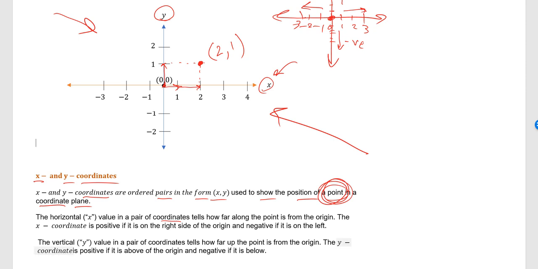So again, to recap for the y coordinate, the vertical y value in the ordered pair tells you how far up the point is from the origin along the y number line. And for the y dimension, the coordinate in the ordered pair for y is positive if it is above the origin. So if it's above, then it's positive, just like I explained up here. If it's below the origin, it's negative.